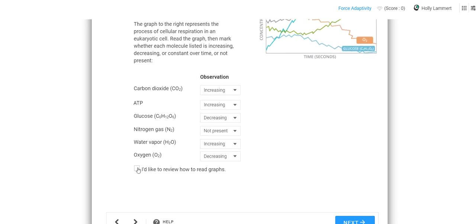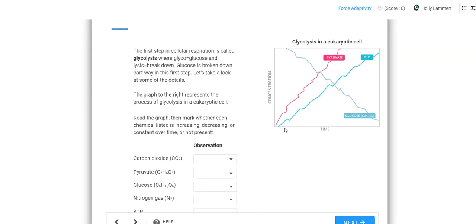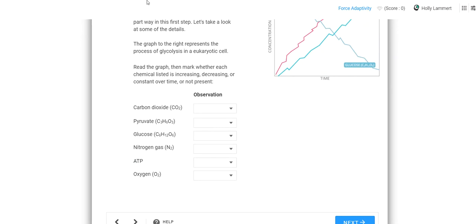I'd like to review how to read graphs. So if you want to review how to read, should we do that? I guess we just kind of went over it. But if you want to go and review how to read graphs, click that box. Okay, so from that, let's pause there.